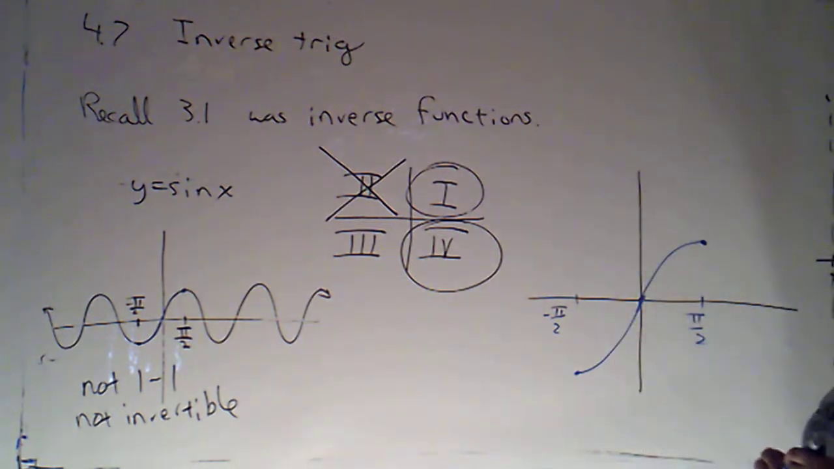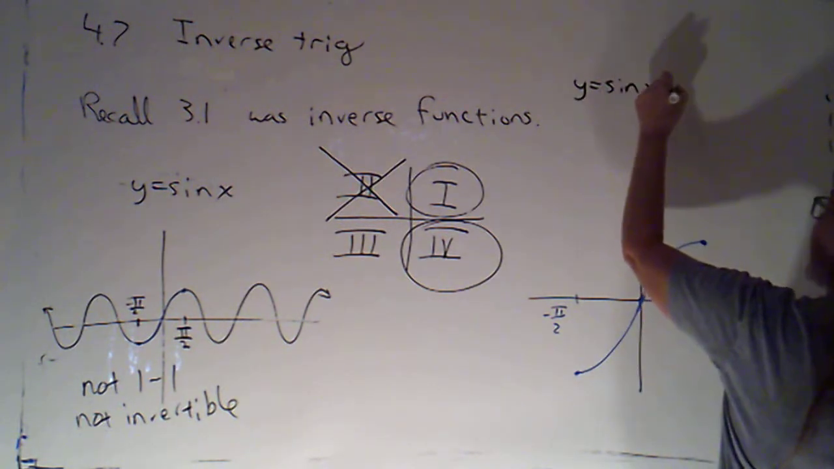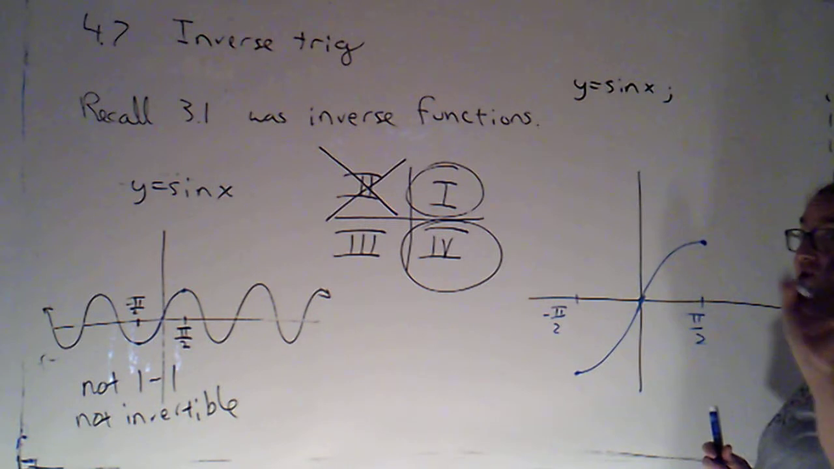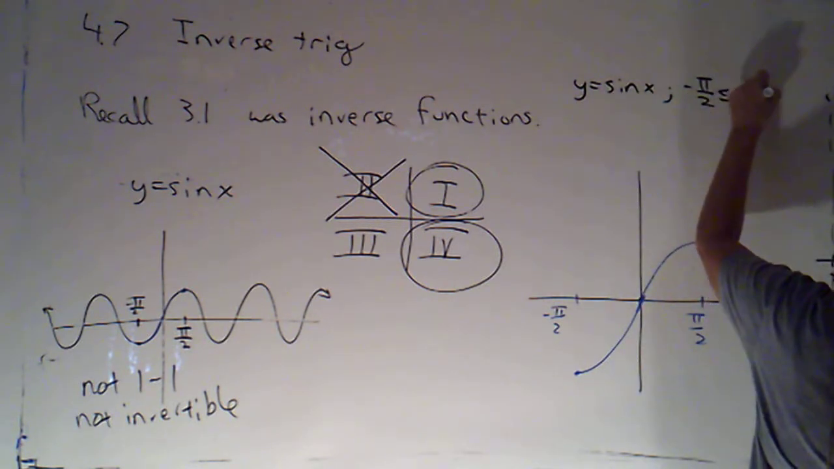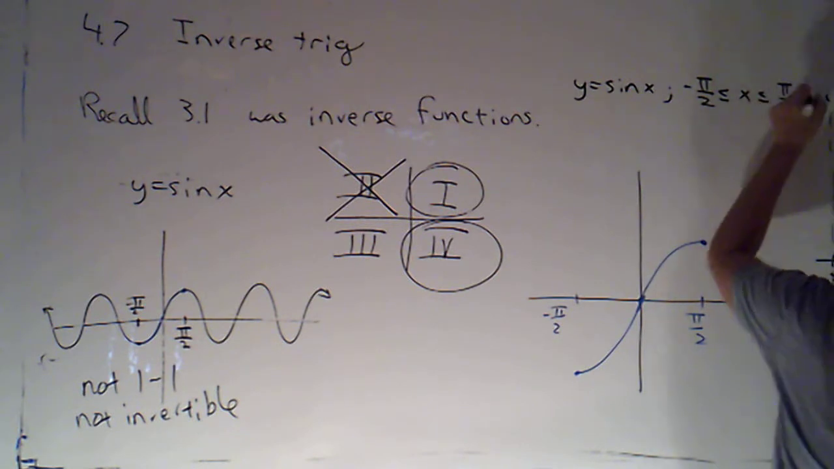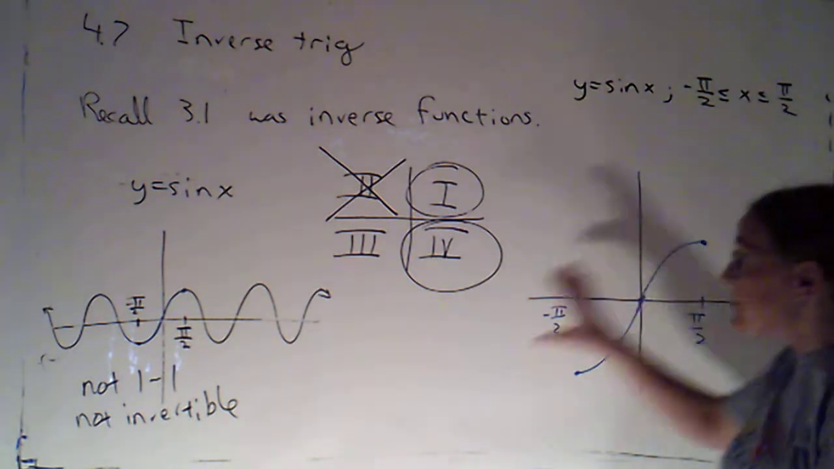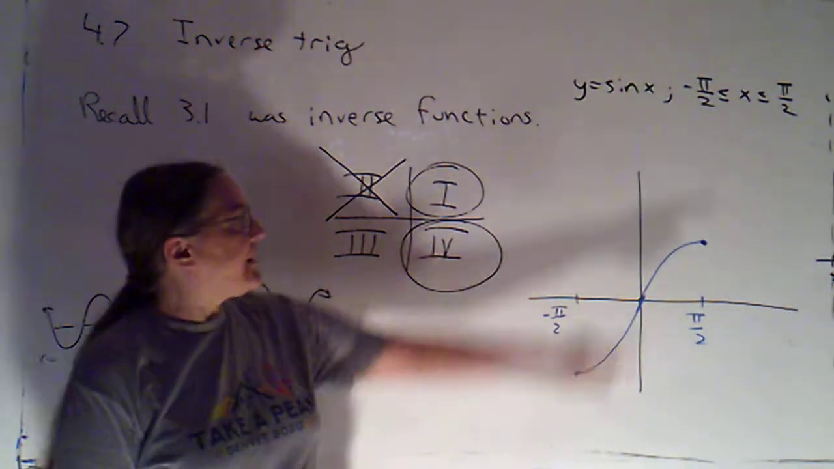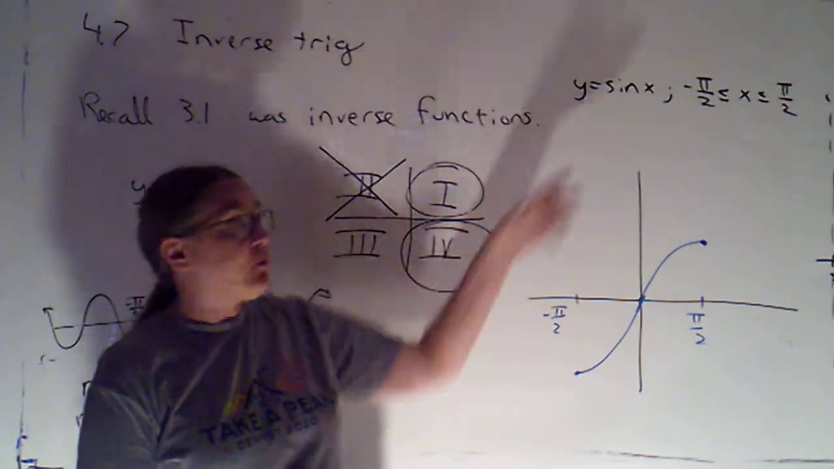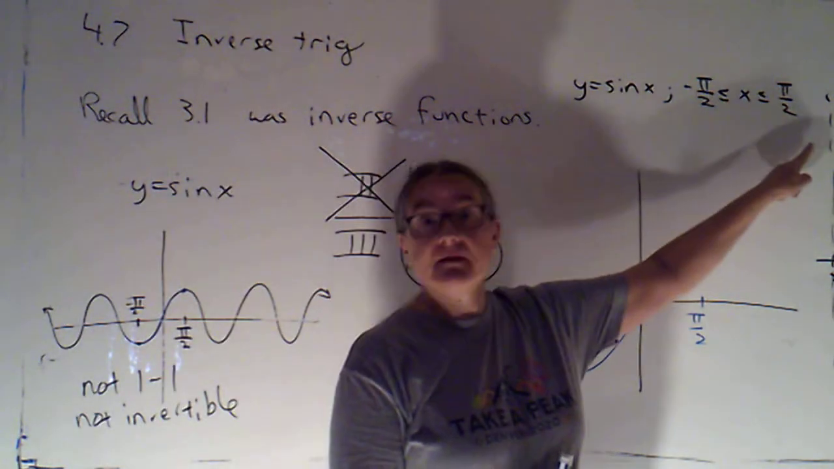So here, I've got a new function. And here's the formula for the function. It's y equals sine x with a restriction that negative pi over 2 is less than or equal to x is less than or equal to pi over 2. Okay. So it agrees with the sine function when they're both defined, but if you gave me this function and said, what's its value at pi? It's not defined at pi, because that's not in this interval.